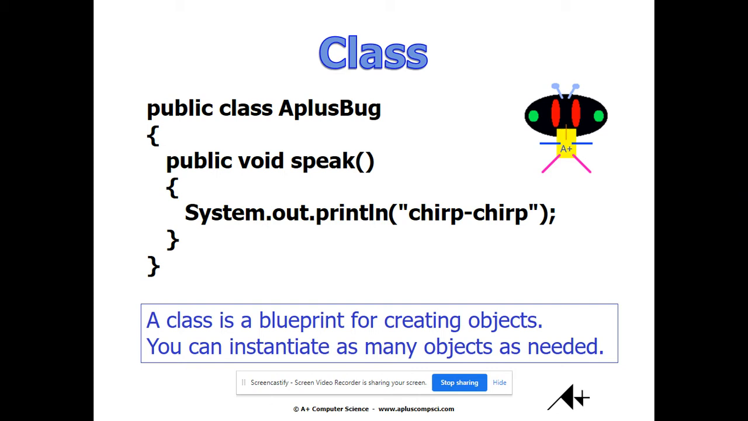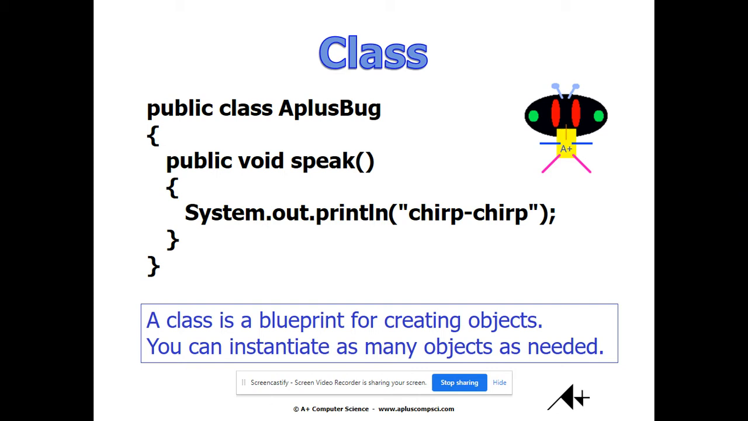Now, a class is defined by what it can do. What it can do is called a method. This bug has a method called speak. When it speaks, what happens? It prints out chirp, chirp. And right now, that's all this class does. It's a bug that can say chirp, chirp. Not very interesting, but just to give you the idea. So the class is the bug.